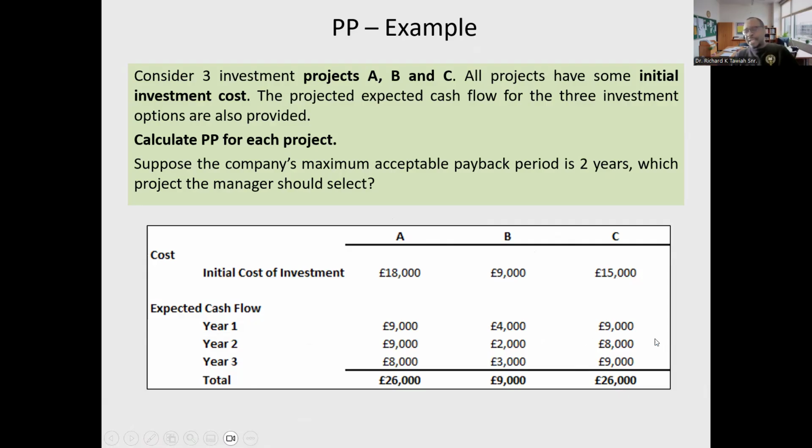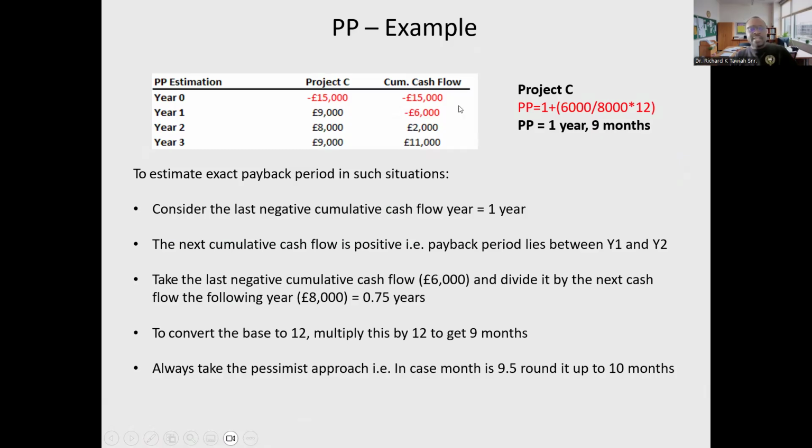Okay, there's a 9,000, there's an 8,000, there's another 9,000. Let's work it out. So the cumulative cash flow for the initial year, which is year 0, is negative 15,000. That is a negative. We invested. It's an outflow. That's why it's negative. And then year 1, there is a 9,000. Reduce the 15,000 by the positive 9,000, we get negative 6,000. But in year 2, we had 8,000. The 8,000 will knock off the negative 6,000 and we're left with a positive 2,000.